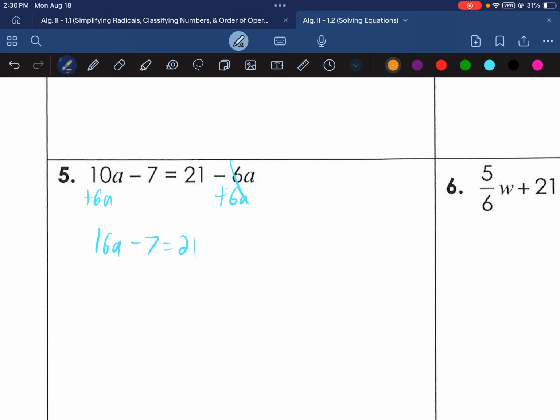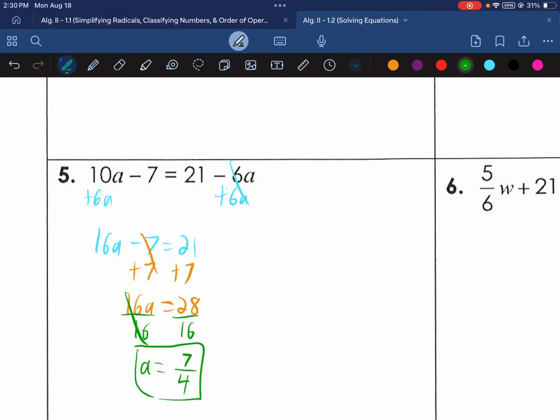Now, oftentimes, I'll actually do this next step at the same time I did the last step. I'll show that in a moment. So now I'm going to add 7 to both sides to move my numbers to the other side of the variables. So 16a equals 28. Now as we try to divide by 16, we notice 16 doesn't go into 28, and that's okay, we'll just reduce. 4 goes into both numbers, and it becomes 7 over 4.